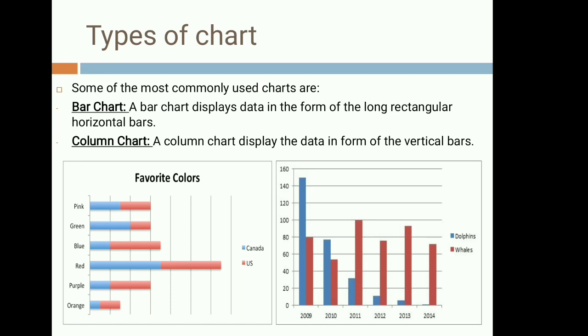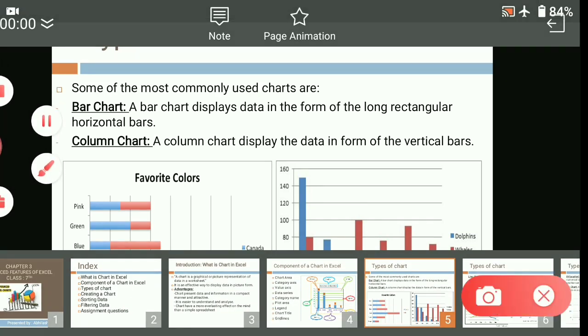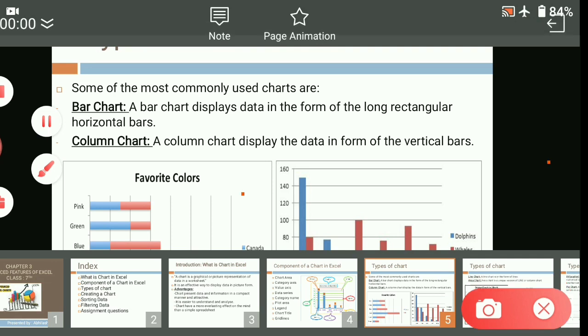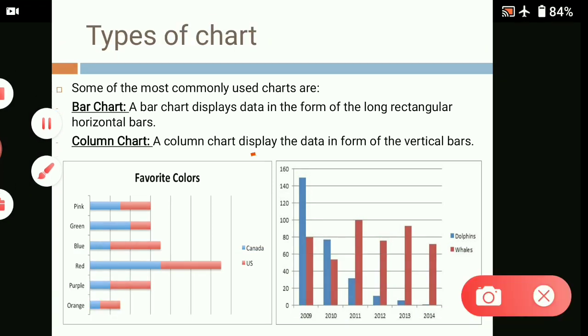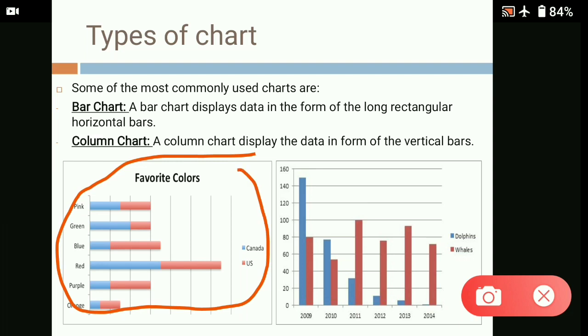There are so many charts, but in this chapter we will learn about some of the most commonly used charts. Let's start with the first type of chart, that is the bar chart. A bar chart displays the data in the form of long rectangular horizontal bars. As you can see in the picture, this is an example of the bar chart. A bar chart illustrates comparison among the values of items. In a bar chart, categories are represented on the vertical axis and the values are represented on the horizontal axis.